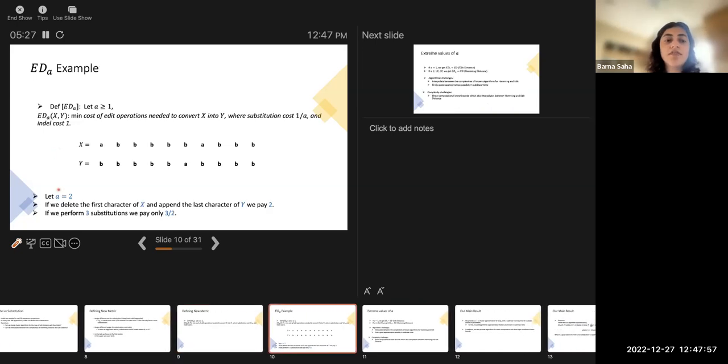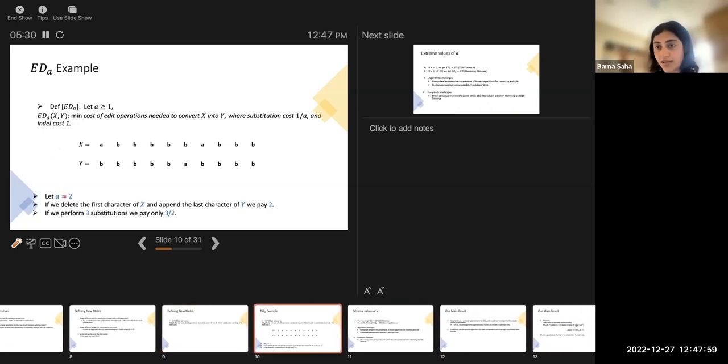Here is an example. If you set A equal to 2, the substitution costs 1 over 2, which is half. In this example, if you delete this a and add this b over here, so with 2 indels, you can convert x to y. So the indel cost will be 2. Here is another way of converting x to y, where you do a substitution in the first character, a to b, then a substitution over here, b to a, another substitution here, a to b. So with 3 substitutions, you can also convert x to y. And what is the cost of 3 substitutions? That is 3 over 2. So 3 substitutions are cheaper than 2 indels.